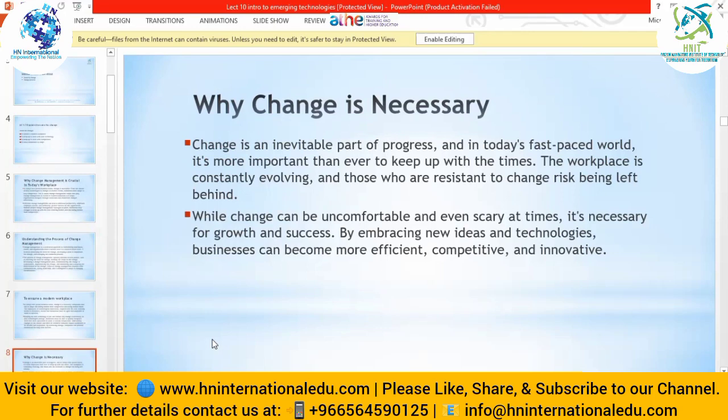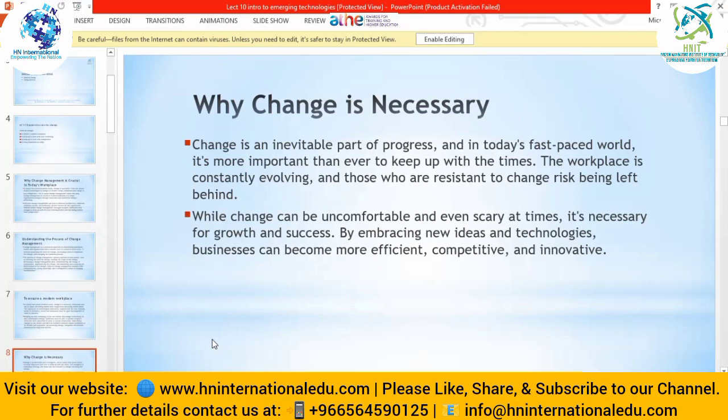For example, our elders don't know how to use smartphones, but we do. If our elders want to go somewhere, they walk all the way to the main road and wait for a bus or a taxi. But what do we do? Because we use technology, we just book our ride and the car is at our doorstep. That is the difference. While change can be uncomfortable and even scary at times, it's necessary for growth and success.